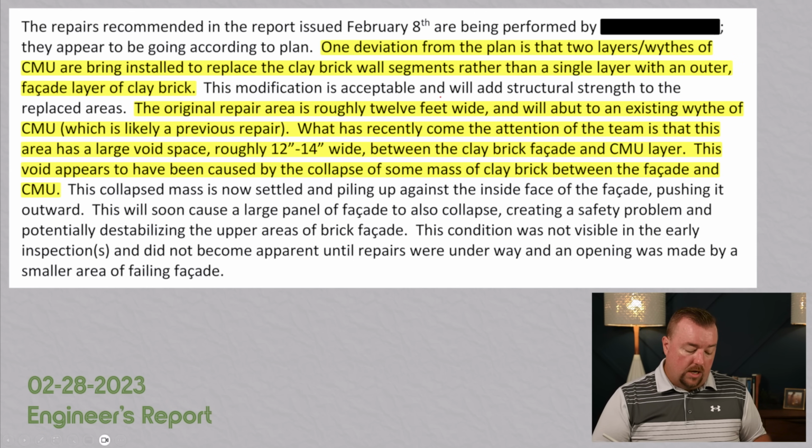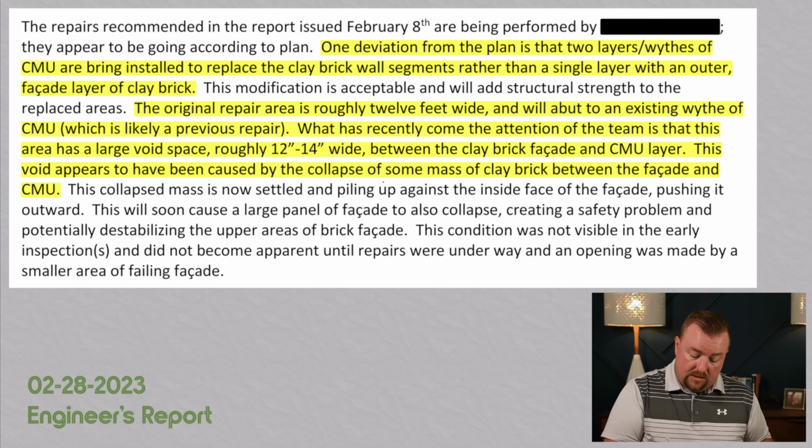All right, so it goes on to say the original repair area is roughly 12 feet wide and will abut an existing width of CMU, which is likely a previous repair. What has recently come to the attention of the team is that this area has a large void space, roughly 12 inches to 14 inches wide, between the clay brick facade and CMU layer. This void appears to have been caused by the collapse of some mass of clay brick.